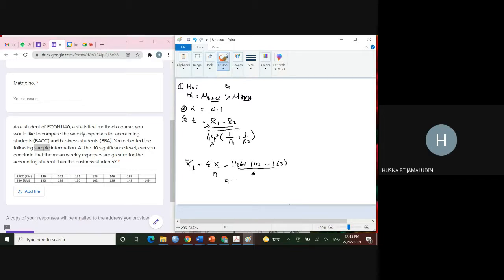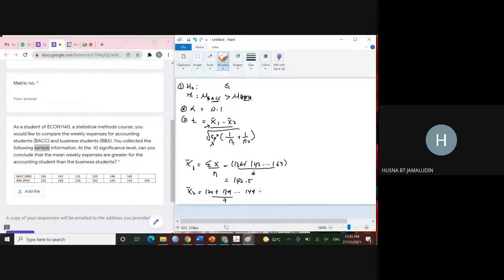You can practice it at home. You should get the value of 142.5. And to compute x bar 2 for business students, it is the same formula: the summation of all, 120 plus 139 until 149, divided by how many?